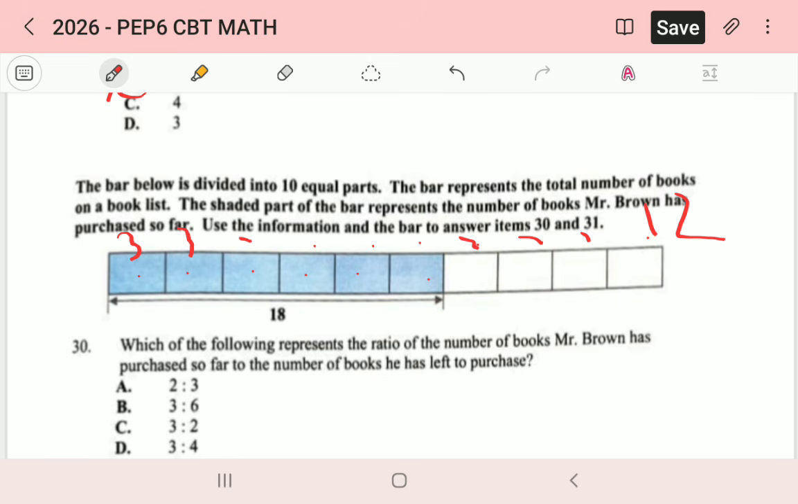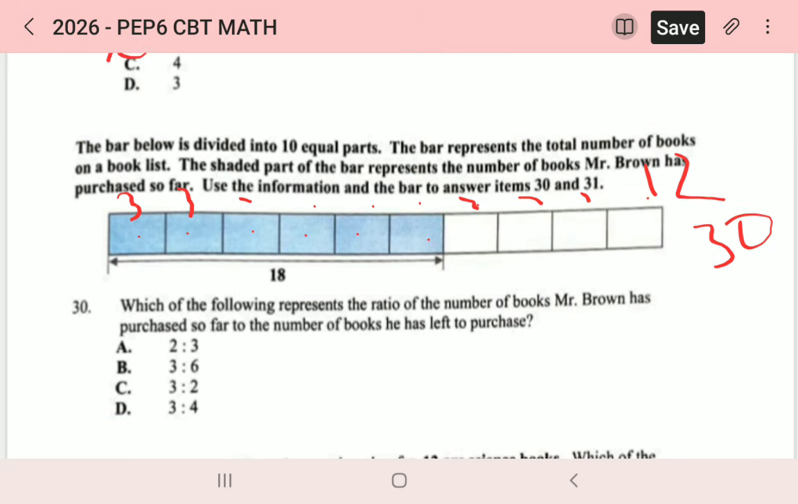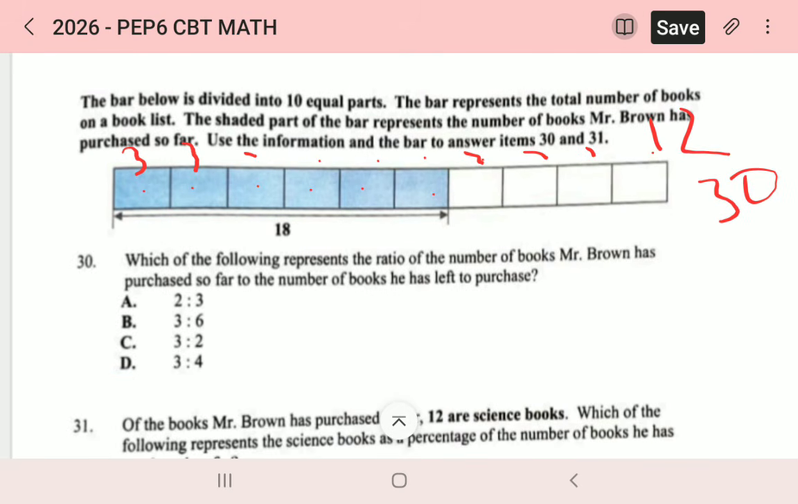So 12 and 18 would be what? You better can do math. 12 and 18 is 30. We know an n number of 30. Don't know what we're looking for yet, but let's go. Which of the following represents the ratio of the number of books Mr. Brown has purchased so far to the number of books he has left to purchase?